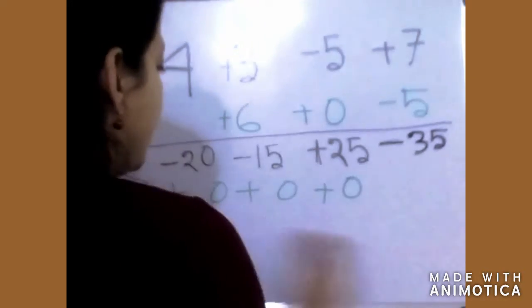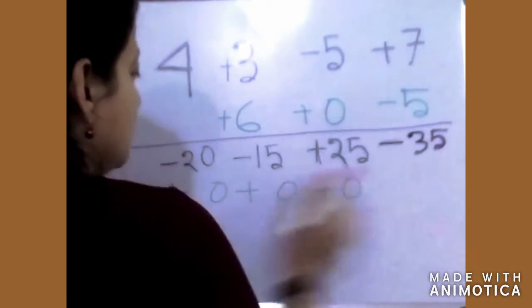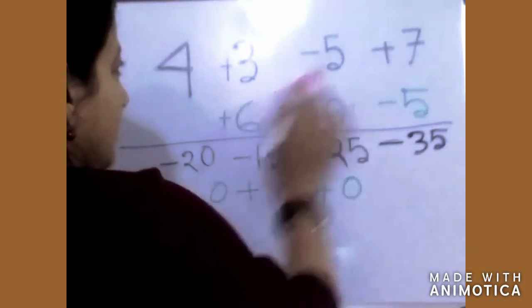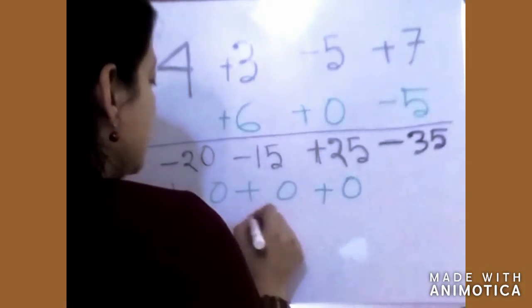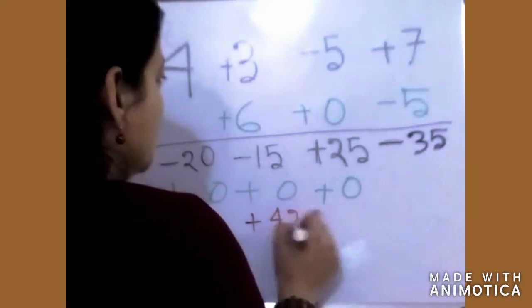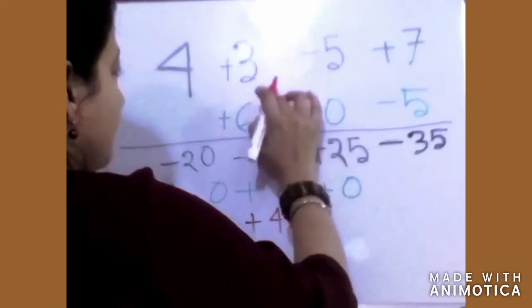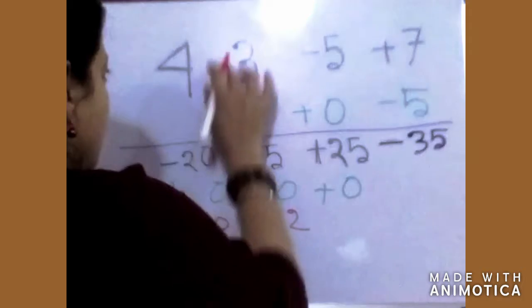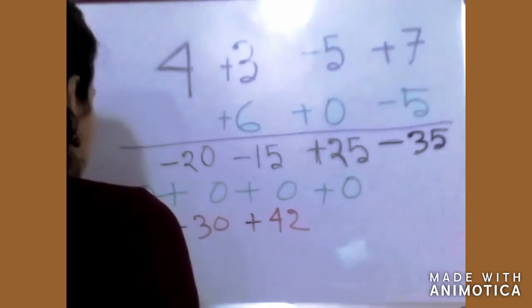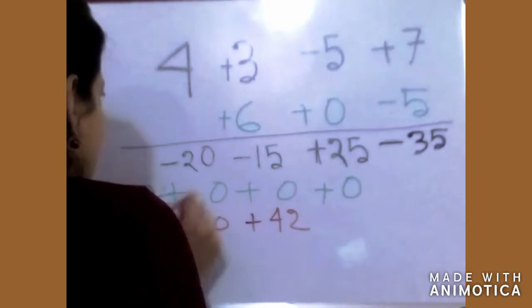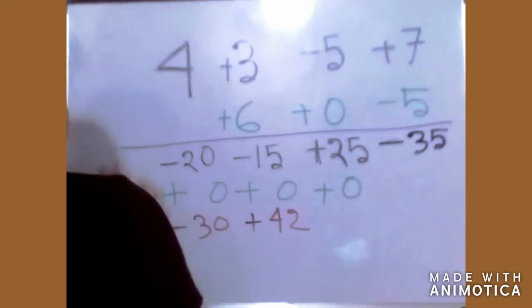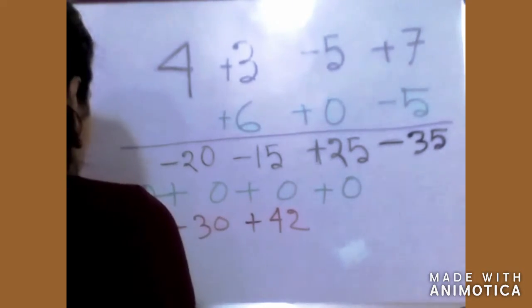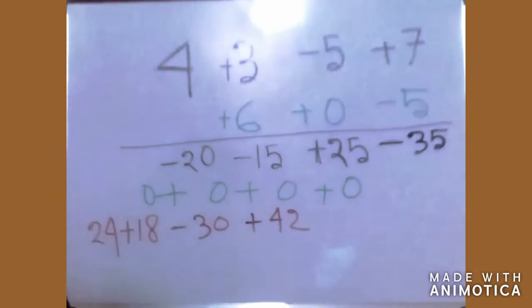Next with 6. 6 times 7, again we have to move towards the left, is 42. 6 times minus 5 gives us minus 30. Plus 6 times plus 3, that means plus 18, plus 6 times plus 4, that means 24. Now we will do addition.